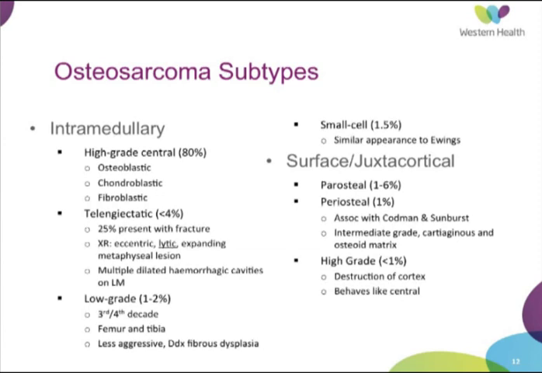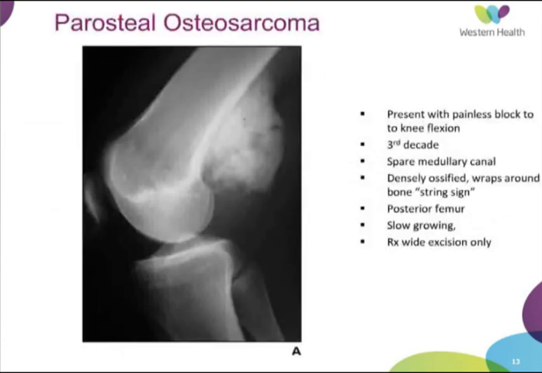Osteosarcoma also exists as a different entity, as juxtacortical or surface osteosarcoma, the most common of which is parosteal. So parosteal osteosarcoma, I'll go into a little bit more detail on the next page, but occurs in about 5% of osteosarcomas. And then there's periosteal, which has quite a typical appearance, but it's actually associated with the cortex rather than the medullary canal. And then there's high-grade juxtacortical osteosarcoma.